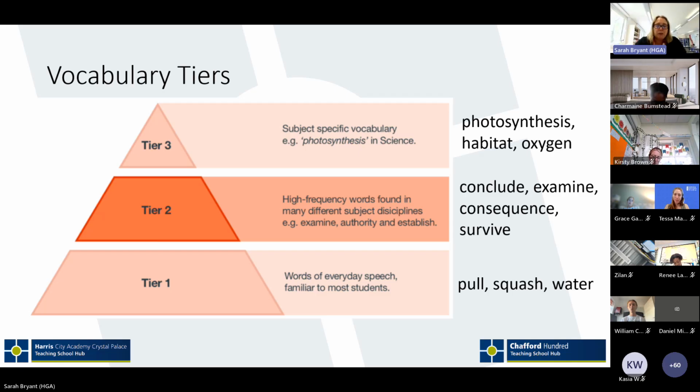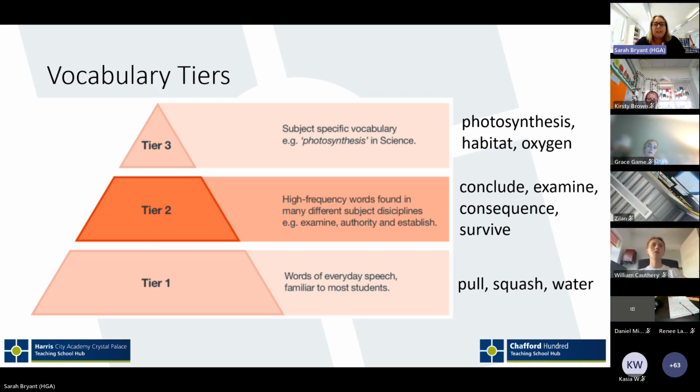Tier 2 is words that can come in multiple curriculum areas. So conclude, it doesn't have to be just science. Examine doesn't have to be just science. It could be you're examining a piece of evidence in history, for instance, or geography. You might have gone out on a field studies trip and then come back with your data and bring in that conclusion.